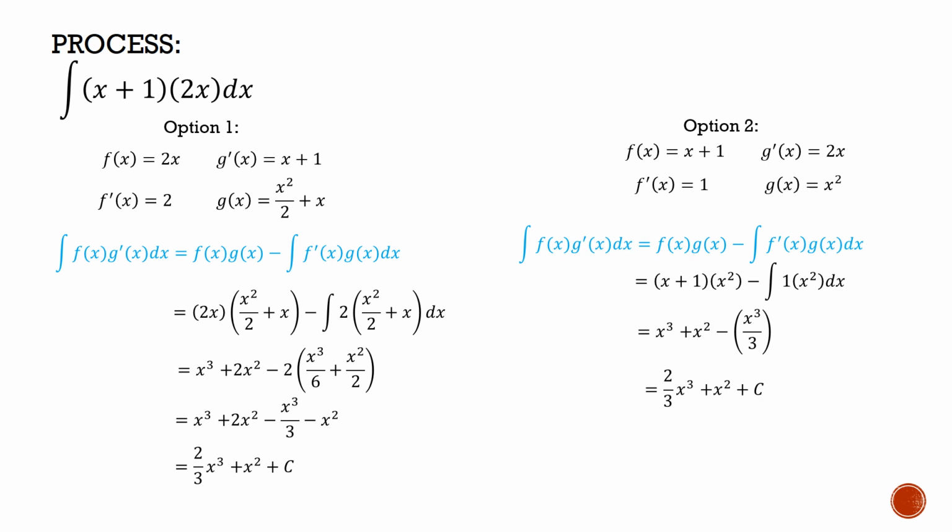As you can see, the second option of letting f of x equal x plus 1 and the derivative of g of x equal 2x is a little bit easier than the first option. But once again, it doesn't matter. Our goal is to try to find the easiest way of doing this.